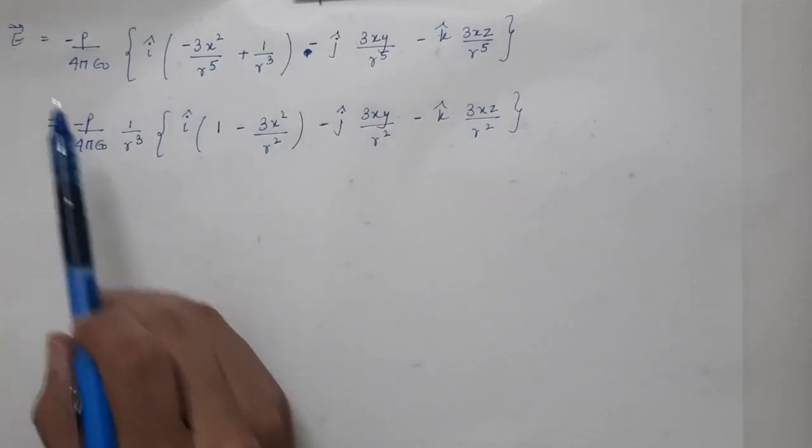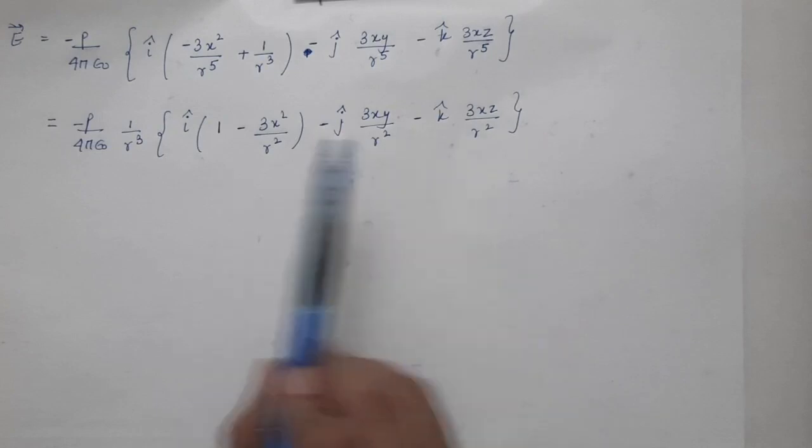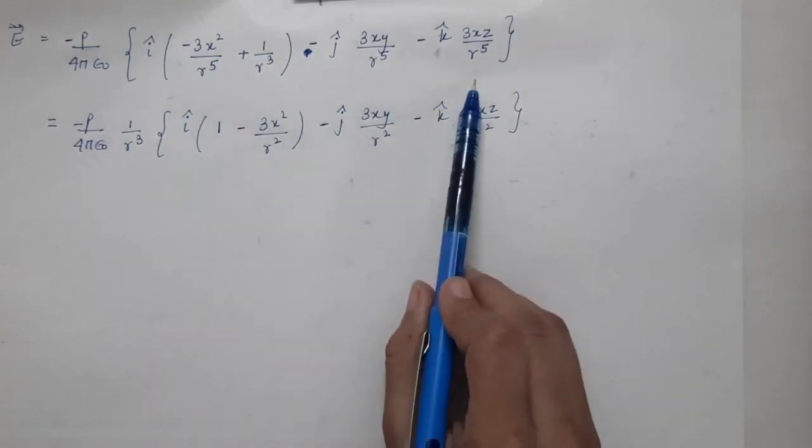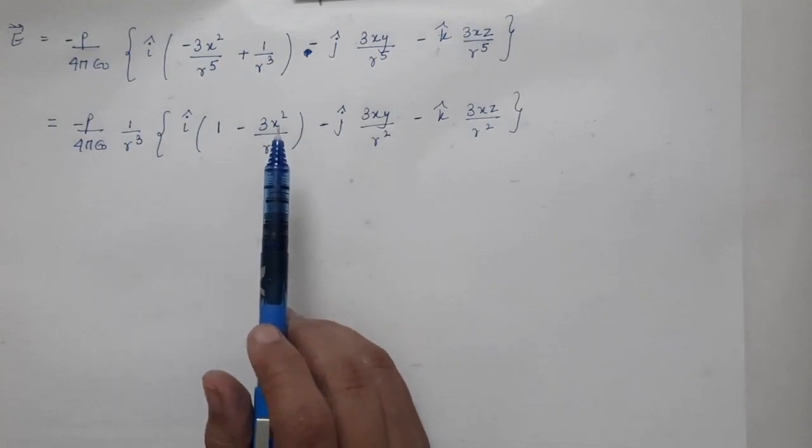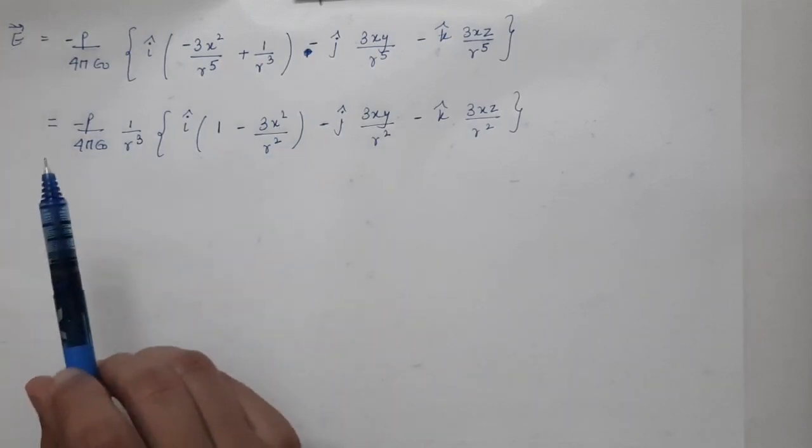Now this electric field is in its vector form. Here we have i cap, j cap, k cap. So this is the vector form. But now we are interested to find the magnitude of this electric field.